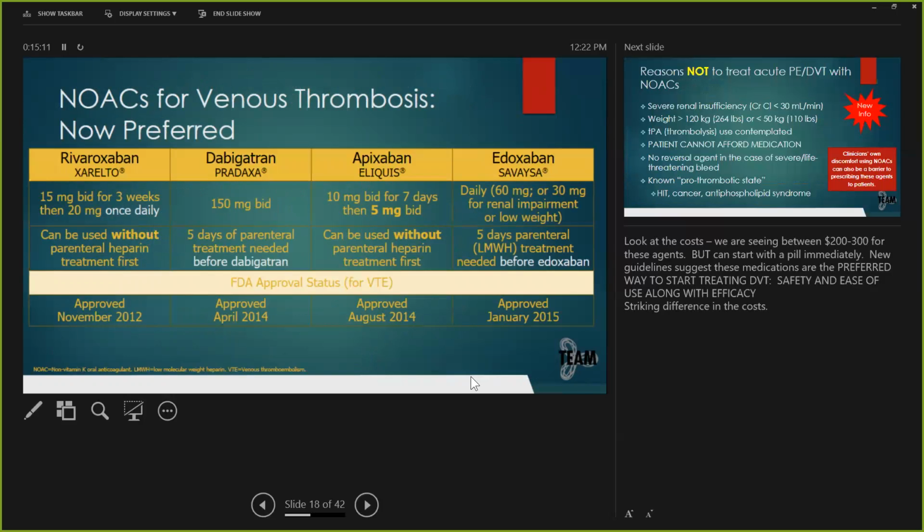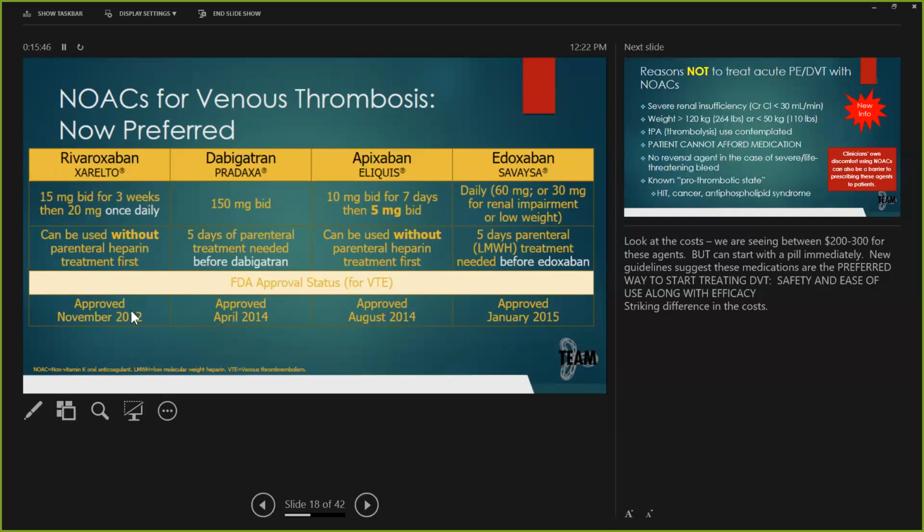With the newer anticoagulants, we have 4 of them. The first one is rivaroxaban or Xarelto. The second one is dabigatran or Pradaxa. The third one is Eliquis. And the fourth one is edoxaban or Savaysa. The most common anticoagulants which we use for DVTs and PEs are the first and the third one. The first one is Xarelto, and the second is Eliquis, followed by Pradaxa and edoxaban.